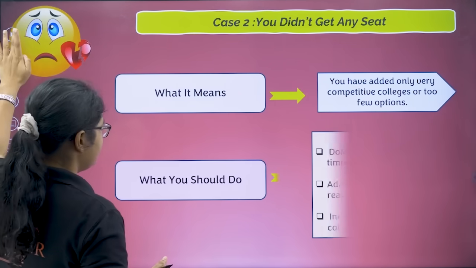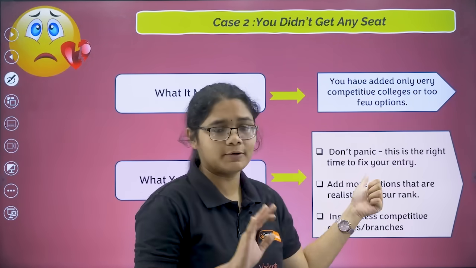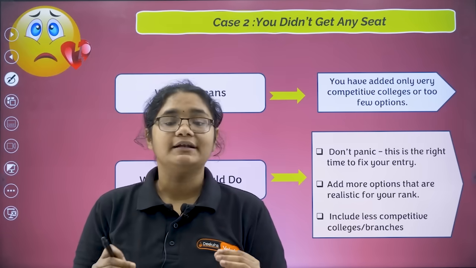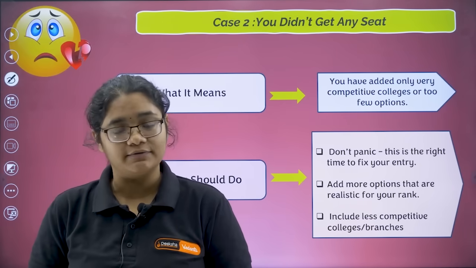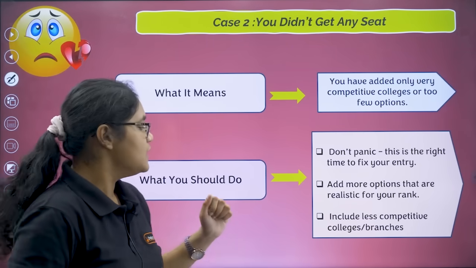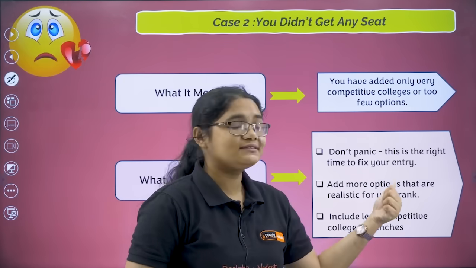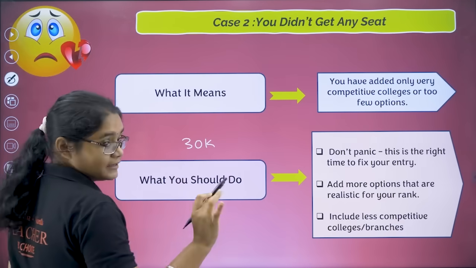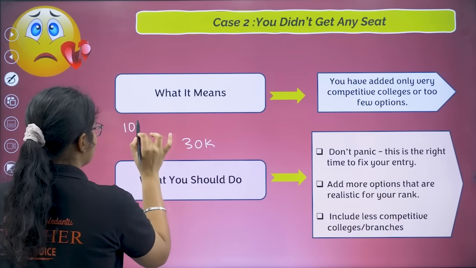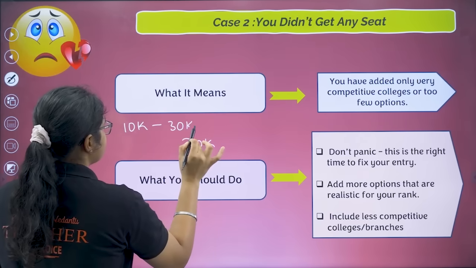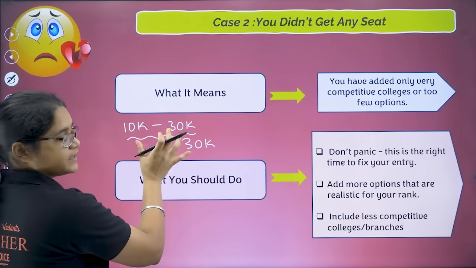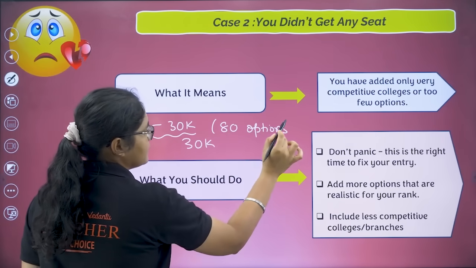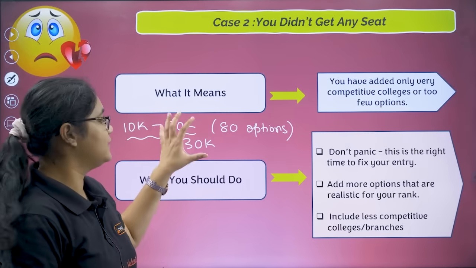So what you should be doing, first of all, you should not panic. This is the right time to fix your option entry. This is the right time to change your choice filling in such a way that the seat is allotted to you. So add more options that are realistic for your rank. For example, if your rank is 30k, add more options from 10k to 30k. In this range of 20,000, you should be adding at least 80 options.